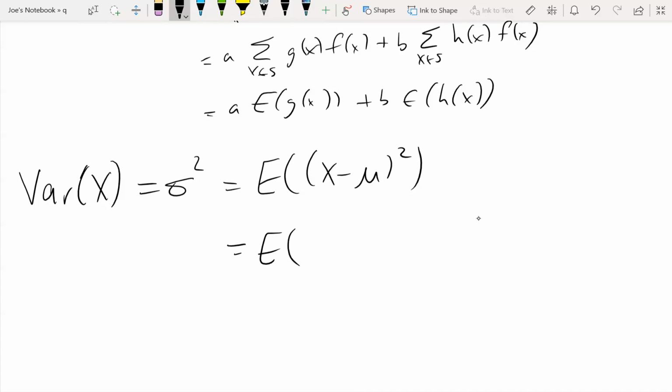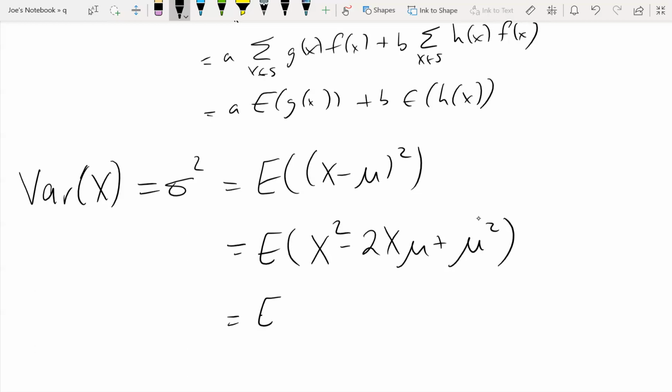This is a difference squared. What do you think I might want to do to help me simplify? Square it out, good, FOIL, expand it. X squared minus 2x mu plus mu squared. What did we just say we could do with the expected value with respect to sums and differences? Break it apart, and we can pull out constants, right?